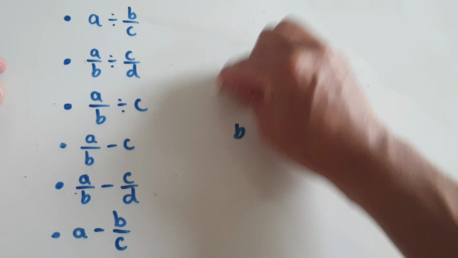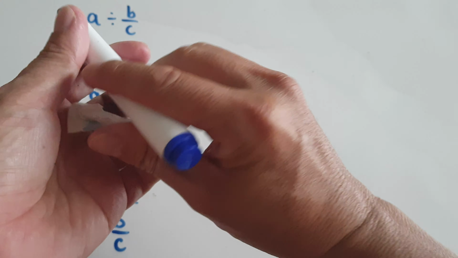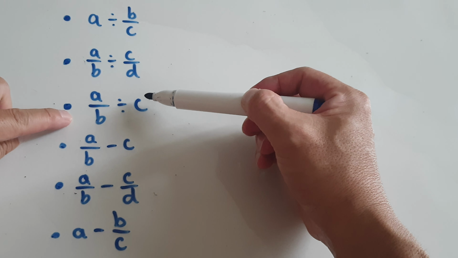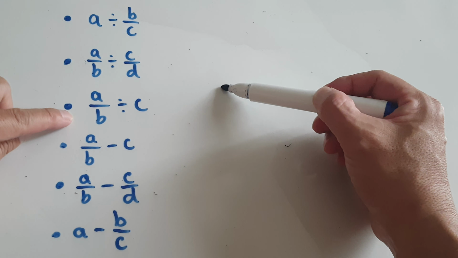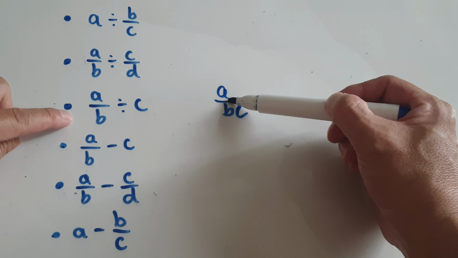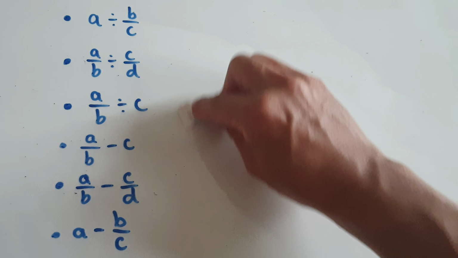The third one, when you divide a fraction, it gets multiplied to the bottom. So it gives you a over bc. This is your answer. But let's pretend we didn't know that.